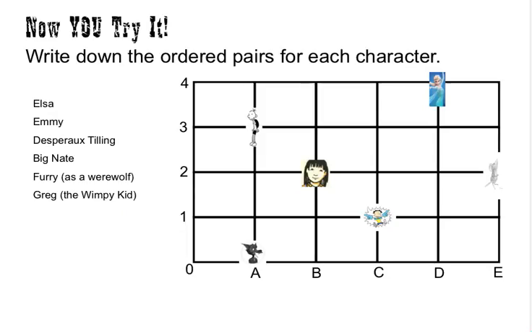Now I want you to try it. Write down the ordered pair for each character on this graph: Elsa, Emmy, Despereaux Tilling, Big Nate, Furry as a werewolf, and Greg the wimpy kid. Bring in the ordered pairs tomorrow to share with a partner.